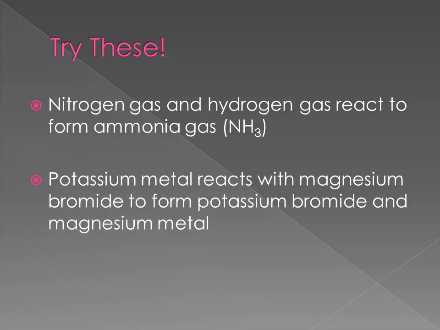So, your examples. Nitrogen gas and hydrogen gas react to form ammonia gas. And I've given you the formula for ammonia. We've talked about it in class, but I don't think we've talked about it enough for it to have really stuck. So here's the formula. This is what you'll use for ammonia gas. The second example. Potassium metal reacts with magnesium bromide to form potassium bromide and magnesium metal.